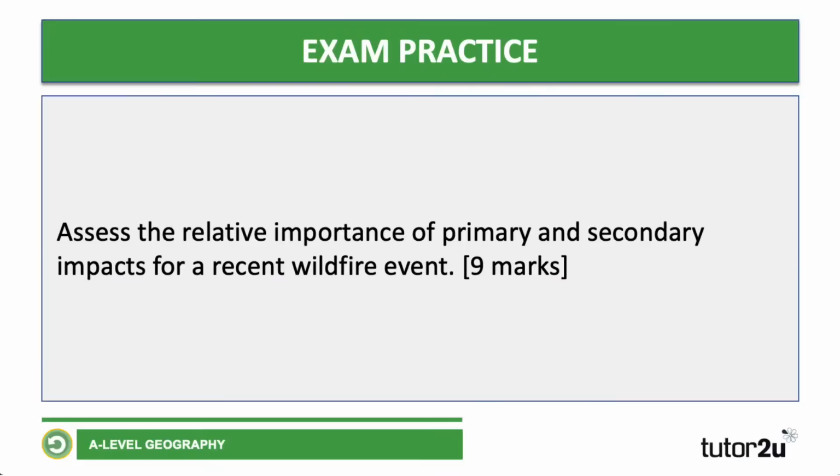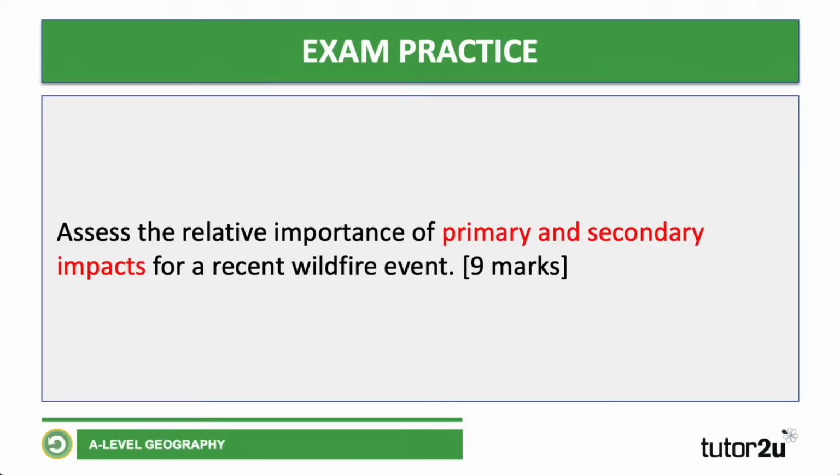Okay, so we've got another quick practice question to have a look at here. So this is a 9 marker, and you will have 2 9 markers for that hazard topic, as we said. Let's have a look at this first one. What is it wanting us to do then? So the command is assess, and we need to assess the relative importance of something. What is it we're assessing? Well, we're looking at the primary and secondary impacts of a recent wildfire event.